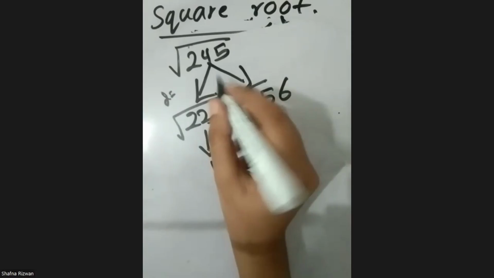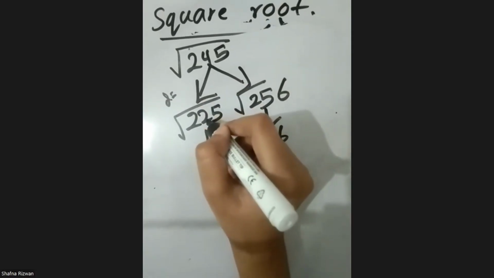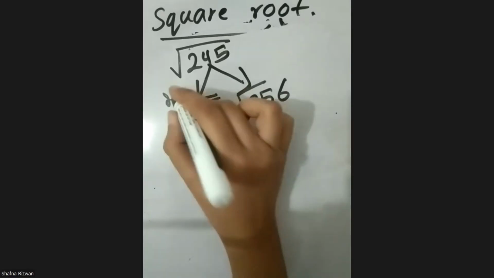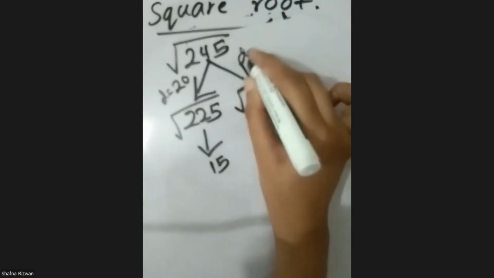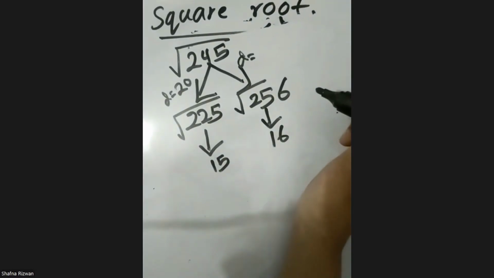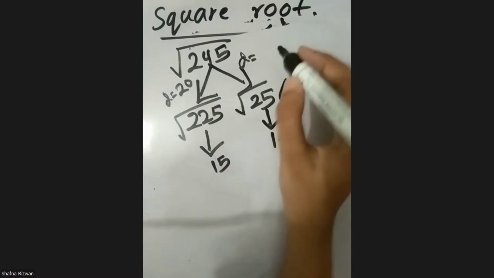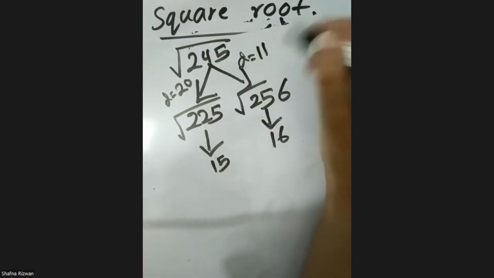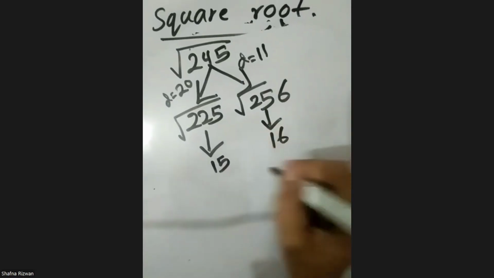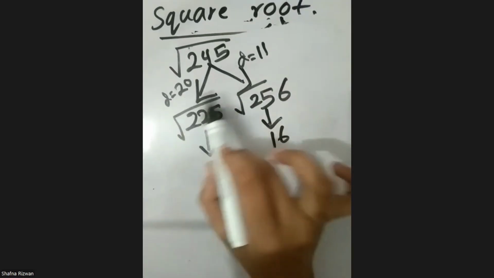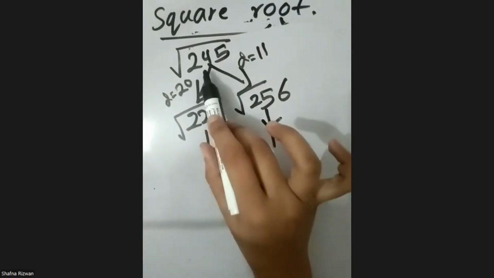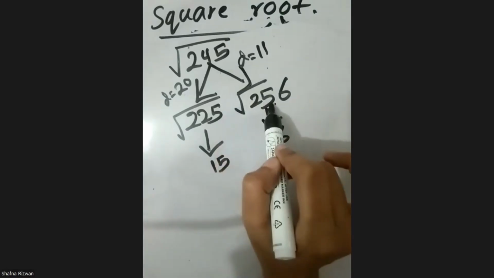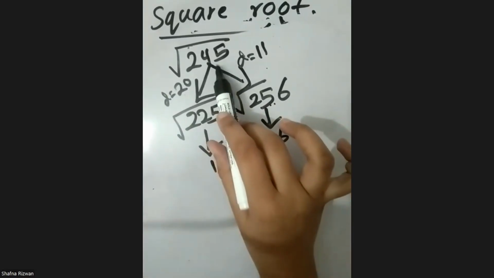So what's the difference that you have between them? Between 245 and 225, the difference that you will get is 20, and between 245 and 256, we have to subtract and see, the difference is 11. Now, what is the closest value that you can get for 245, 20 or 11? That is 11. That means 256 is the one which is closest to 245.